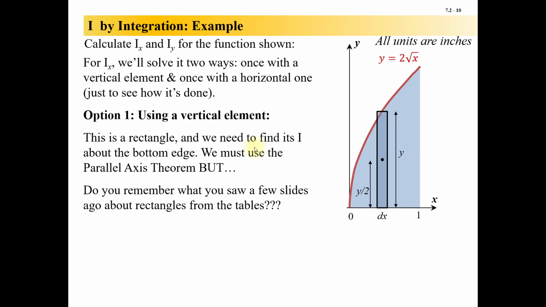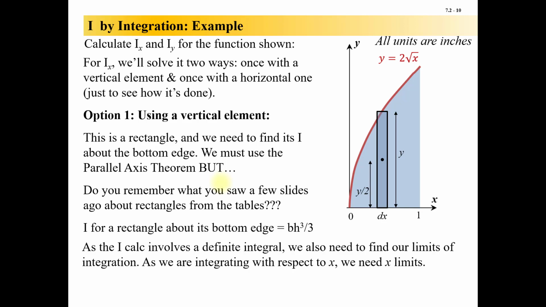Remember, I told you that most of these tables talk about, for rectangles, bh cubed over 12, and then for about its bottom edge, bh cubed over 3. So I can just use this formula and integrate it, and that actually will be the moment of inertia of a rectangle about this bottom edge, which happens to be the x-axis. So that's what I'm going to do for this.